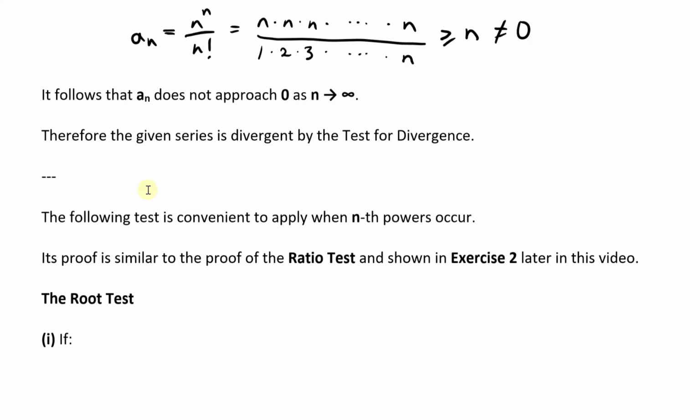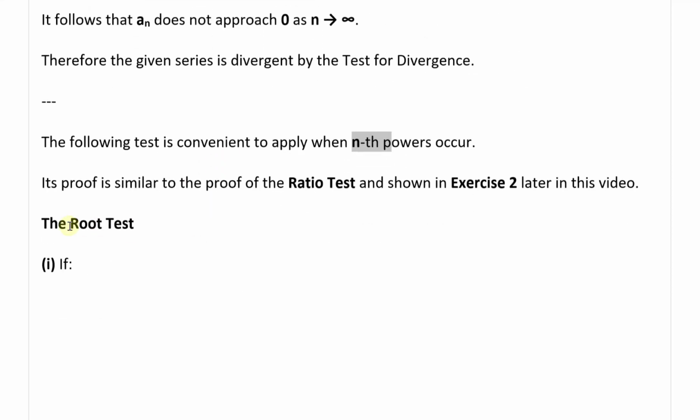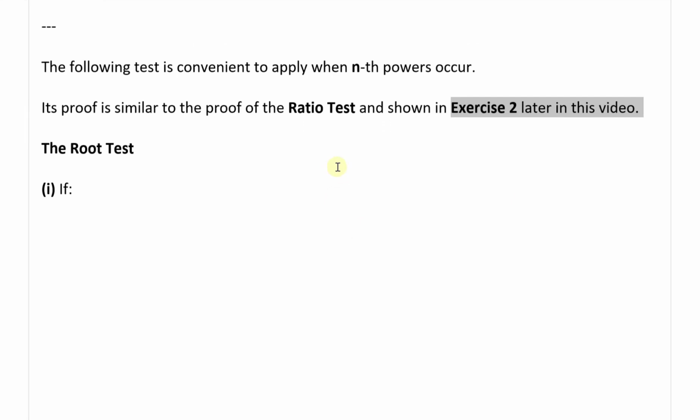Alright, so now let's look at another test, and the following test is convenient to apply when nth powers occur. If you have something to the power of n, such as this n to the n, it's convenient to use this root test. Its proof is similar to the proof of the ratio test and is shown in exercise 2 later in this video, just the way my calculus book does it.